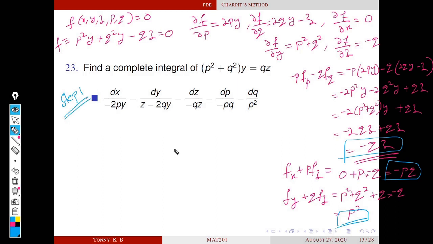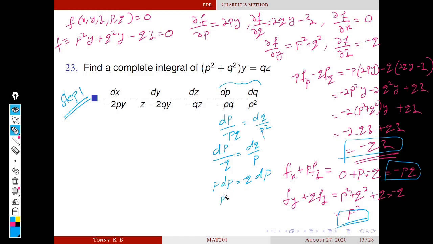Next, we have to find a relation phi of x, y, z, p, q, a equal to 0 by solving these subsidiary equations. For that, we consider the last two ratios. When p is common, cross multiply. Now it is integrable, in variable separable form. So you can integrate on both sides.